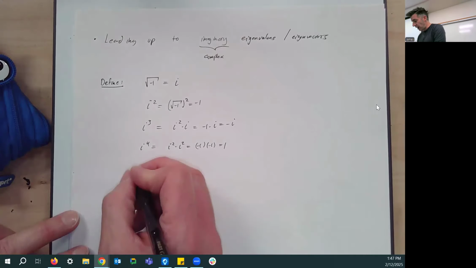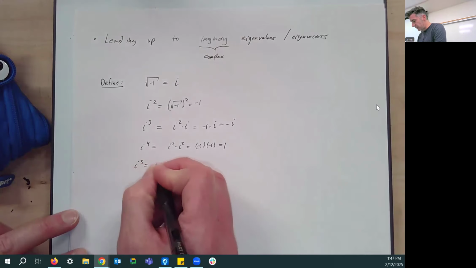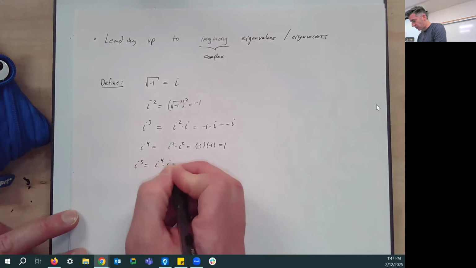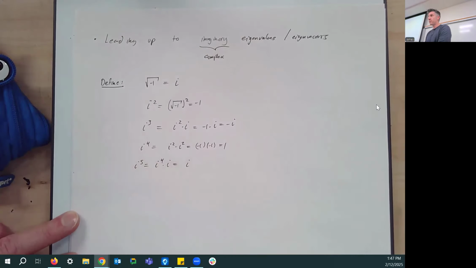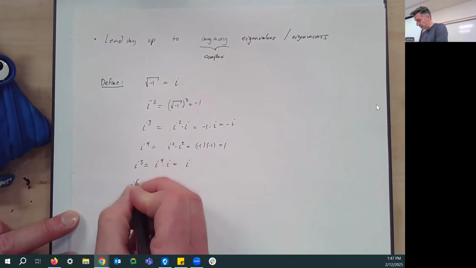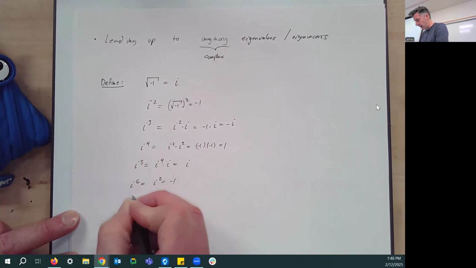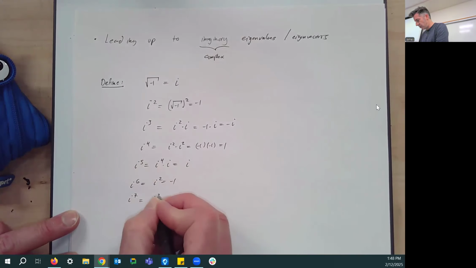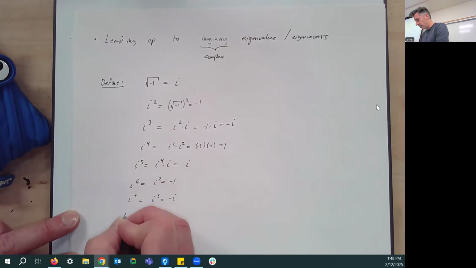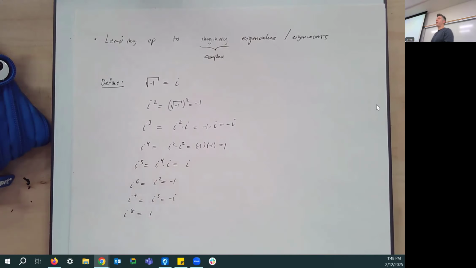So I'll just point out that i to the fifth is i to the fourth times i, which is 1 times i, which is i. And then i to the sixth is going to be the same as i squared, which is -1. i to the seventh is going to be the same as i cubed, which is -i, and so on and so on. i to the eighth is +1. So every fourth power of i, you just get back the same thing you had before.